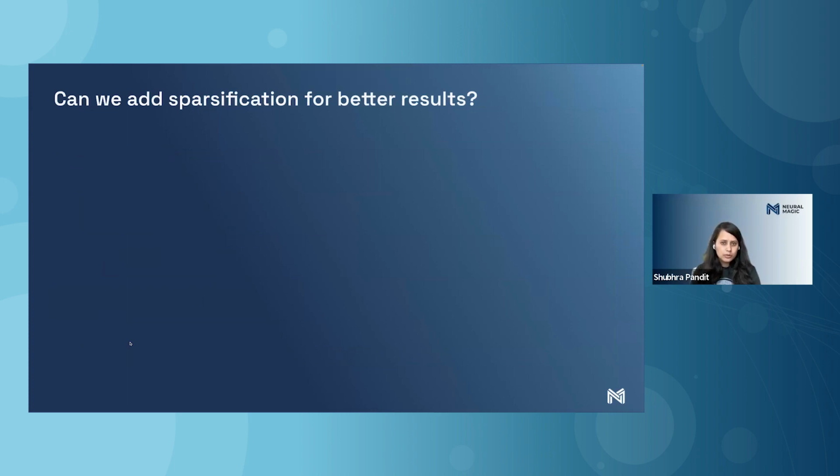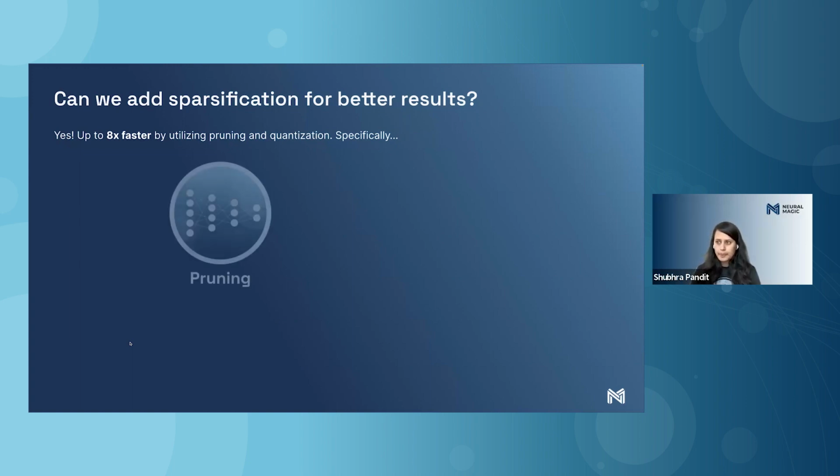Hopefully those results gave you an idea of what's possible with using just our DeepSparse engine. And now let's ask the question whether this gain that we saw with the DeepSparse engine can be further improved when we add sparsification on top of that. And yes, we do see a big improvement. We see up to 8 times faster results by using quantization and pruning-like methods for optimization.